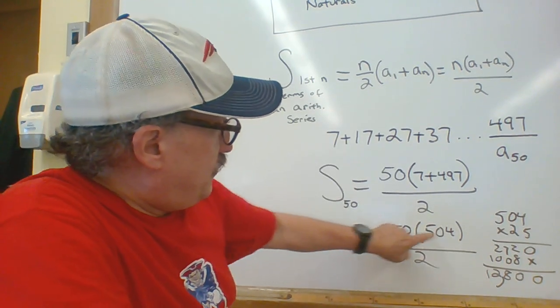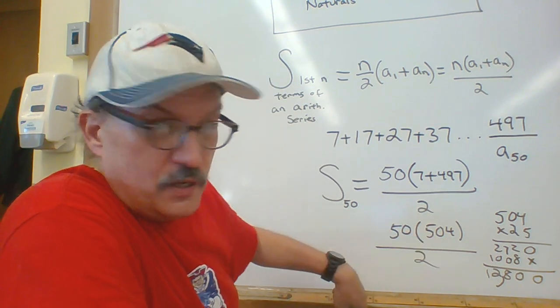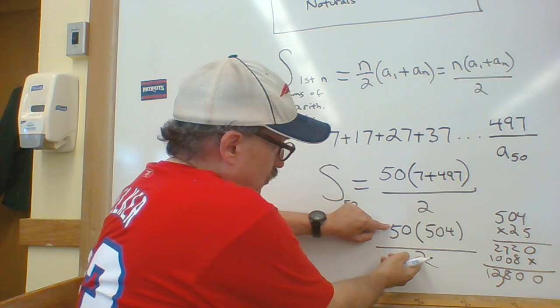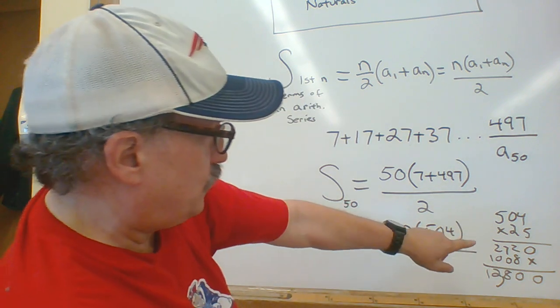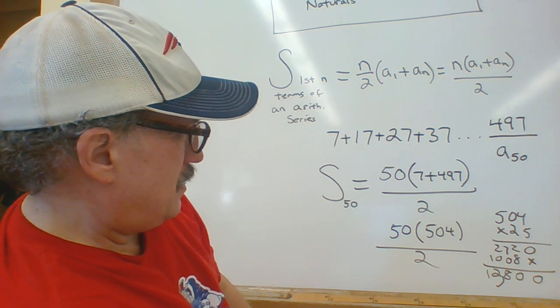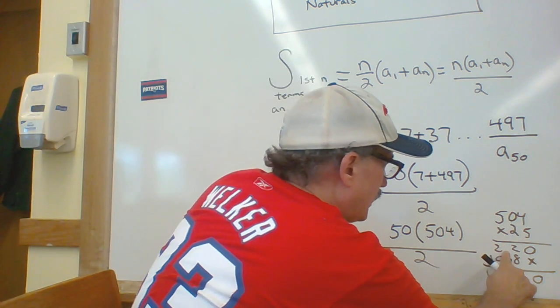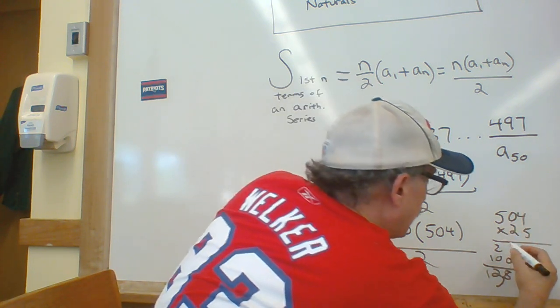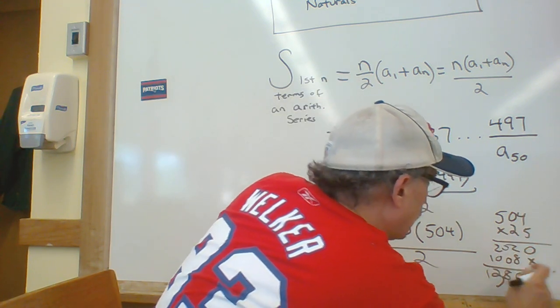I could have done 50 times 504 and then divided by 2, but instead I canceled here. 50 divided by 2 is 25. 25 times 504. Did I do that correctly? No, wait a minute. I think I carried one when I wasn't supposed to. 0, carried the 2, 2. Yeah, that's a 25. I didn't make a mistake there.